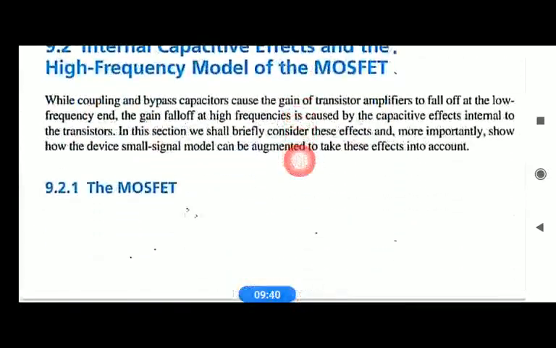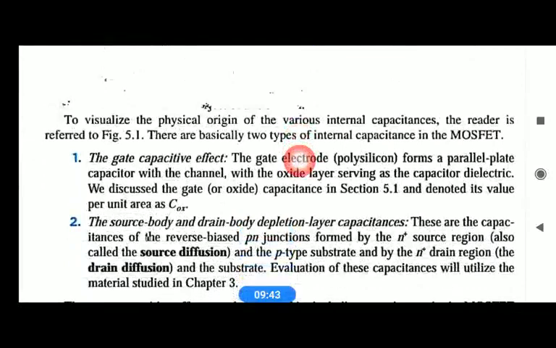So let's see what those capacitors are. When you visualize, there are two different types of internal capacitive effects. One is the gate capacitive effect. The gate electrode, polysilicon, forms here. Sometimes we use a metal. In older days we used a metal to form the gate, but today in the new type of MOSFET we are using polysilicon. Polysilicon forms a parallel plate capacitor with the channel, with the oxide layer serving as the dielectric.